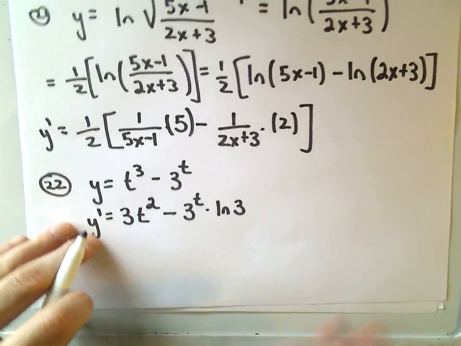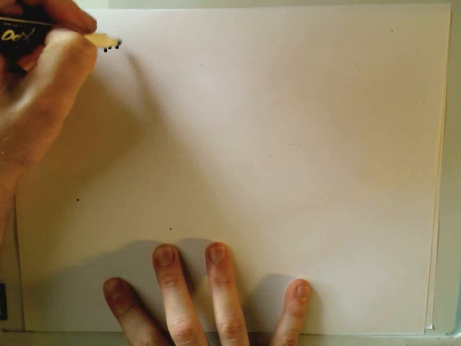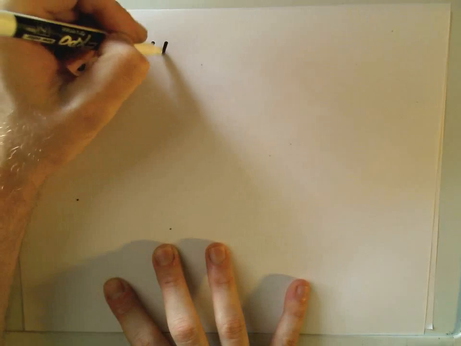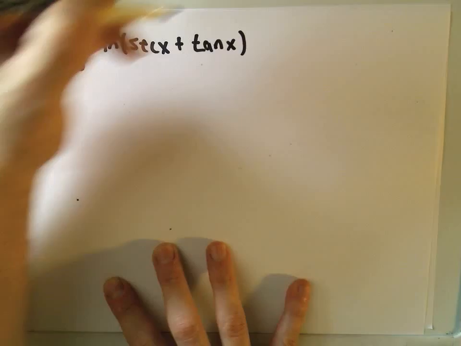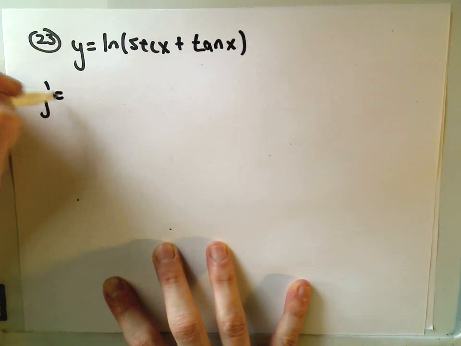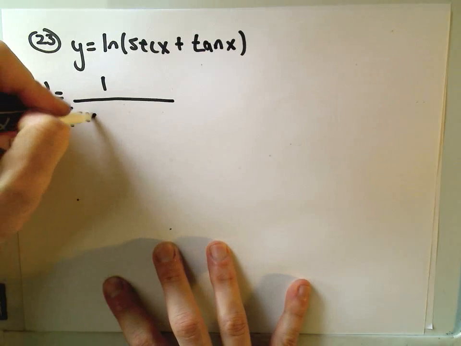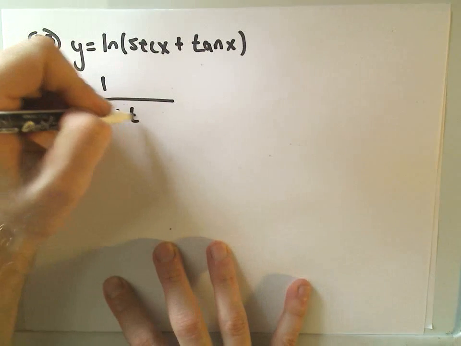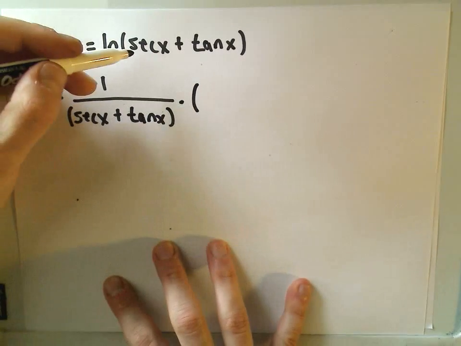Let's just go to another piece here. Alright, 3 to go. So number 23 is the natural logarithm of secant x plus tangent x. The derivative of that, again, you just get 1 over the stuff, so secant x plus tangent x. And then we have to multiply by the derivative of the inside.